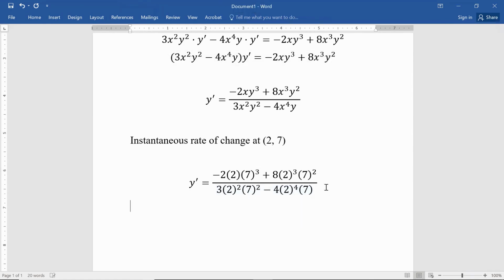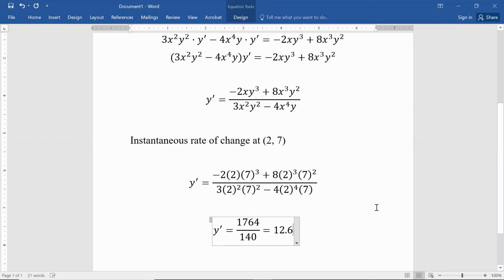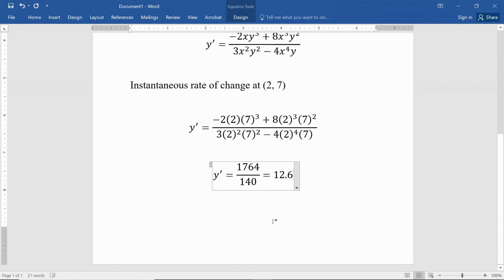Let's go ahead and calculate that. When I calculate that, I ended up with a y prime, which was 1764 divided by 140. And that is roughly 12.6. In fact, it's exactly 12.6. I hope that's what you got, because now we're going to move on and find the tangent line at the point 2,7.